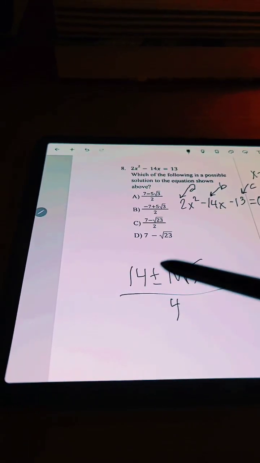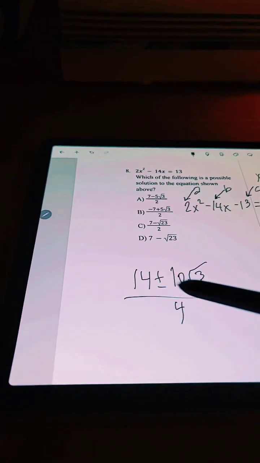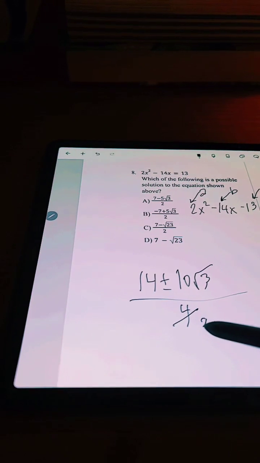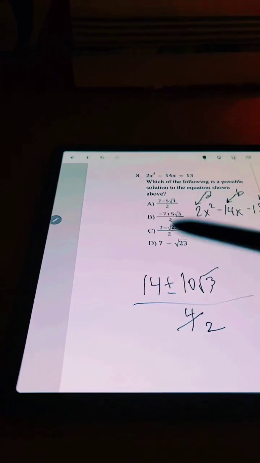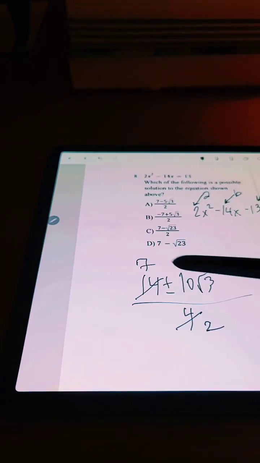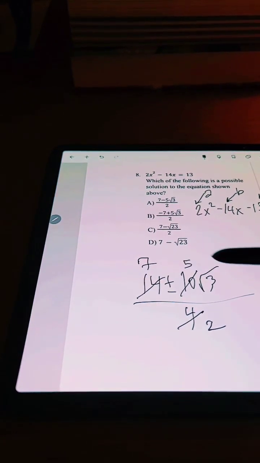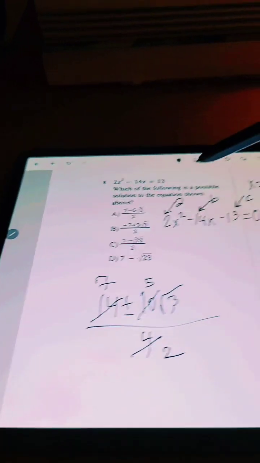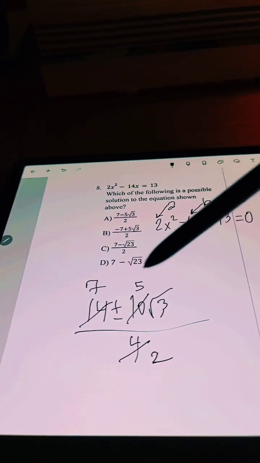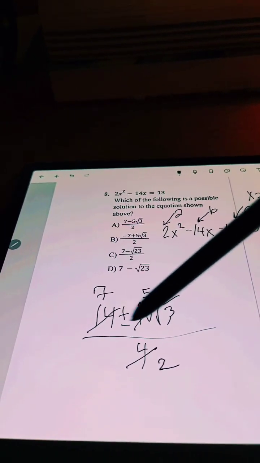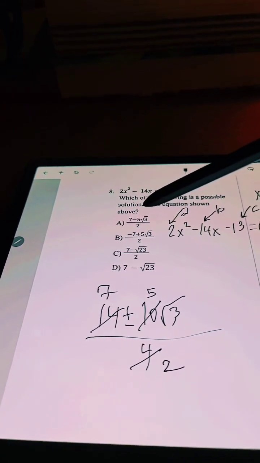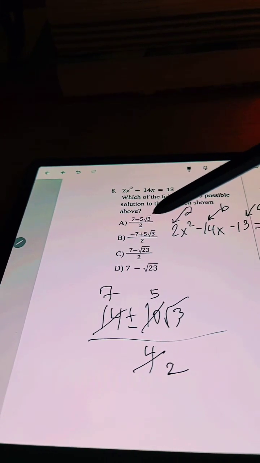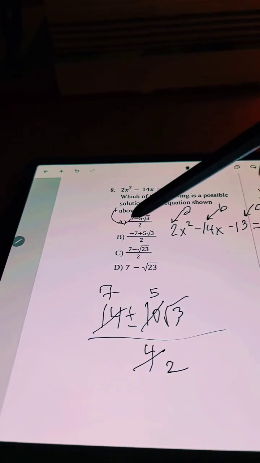And then now I just have to simplify by saying, okay, what's the greatest common factor? Well, it's going to be 2. So 2 goes into 4 2 times, and then 2 goes into 14 7 times. 2 goes into 10 5 times. So it's going to be 7 plus or minus 5 root 3 over 2. So we have to look for one of those solutions because you could have it being plus or minus. So 7 minus 5 root 3 over 2, so it would be A.